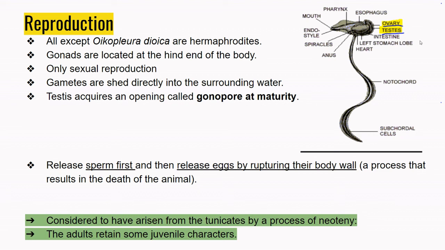An interesting feature, as we said earlier: we believe this organism might have developed from the other tunicates by neoteny, so that these organisms retain all the larval characters, that is the presence of the tail, the tubular nerve cord, and the notochord in the adult stage too. So this is the Oikopleura, which we believe to have developed from the other tunicates by the phenomenon of neoteny.